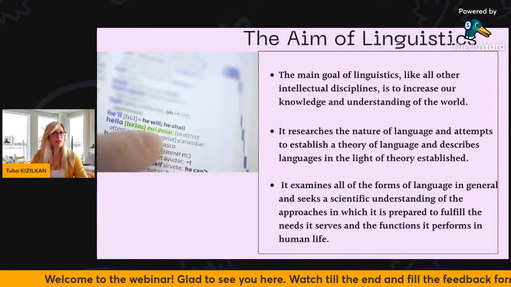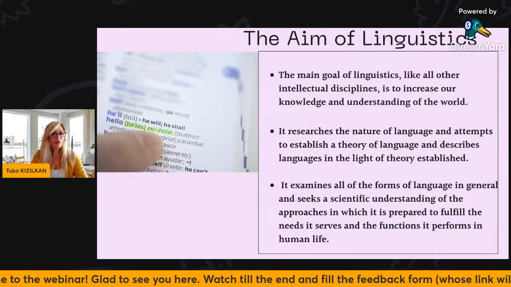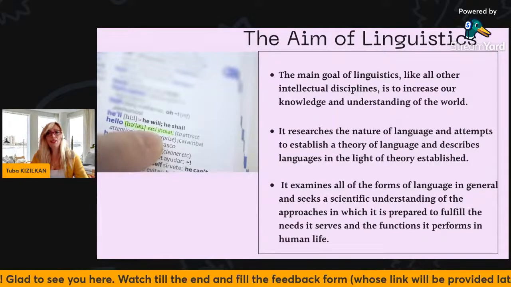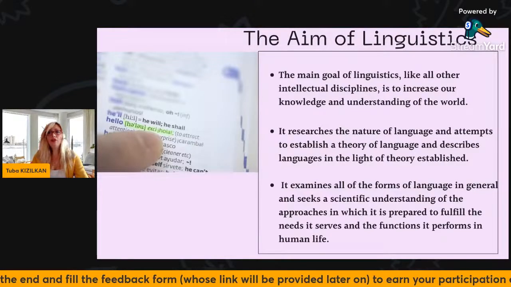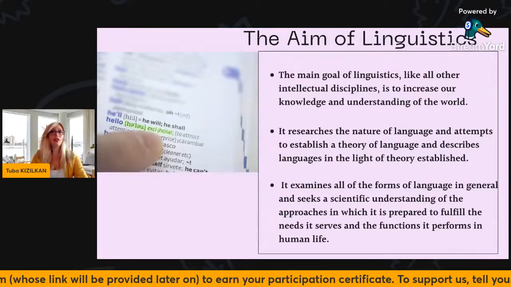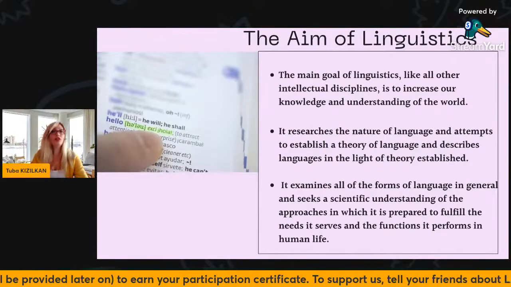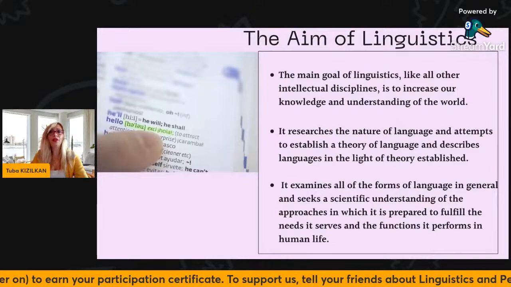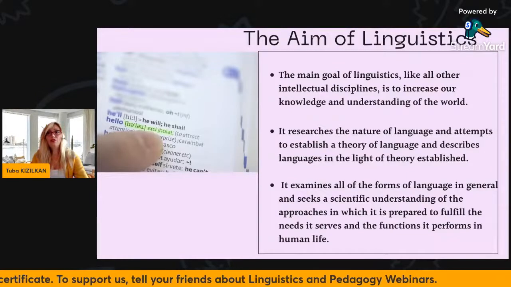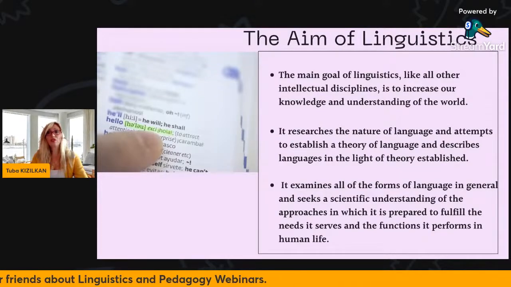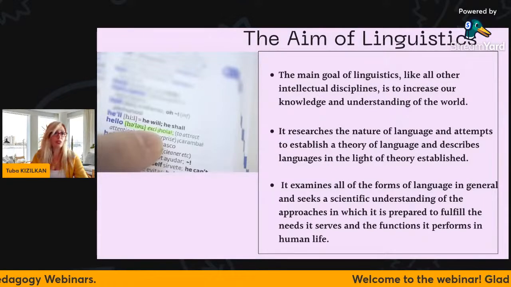So, what's the aim of linguistics? In very short, we can say the main goal of linguistics, like all other intellectual disciplines, is to increase our knowledge and understanding of the world, understanding of the human being, understanding of the human brain, understanding of human learning. And it researches the nature of language and attempts to establish a theory of language and describes languages in the light of the theory established.